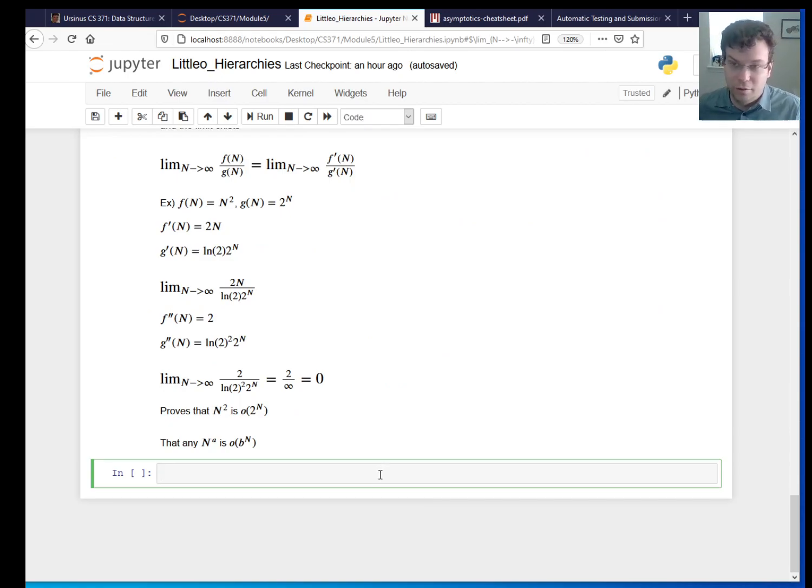So now I just want to do a quick exercise on Canvas on little o, making sure that you understand the hierarchies.